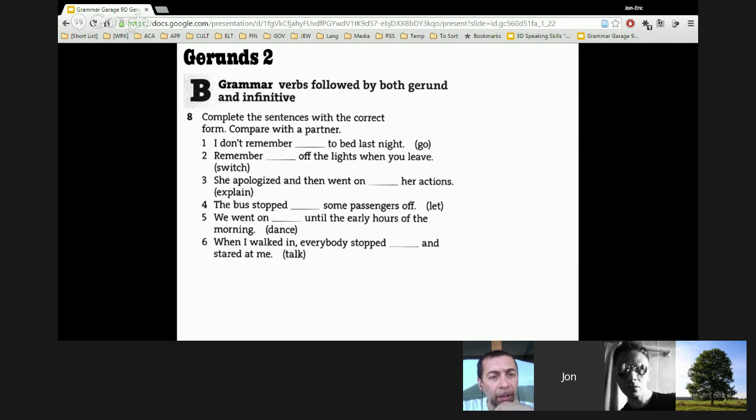Max, number 4. The bus stopped to let some passengers off. Exactly, because the bus stopped first and then they got off in the future. Correct. Now, Giancarlo. 5. We went on dancing until the early hours of the morning. Right, because we never stopped dancing. Very good. Okay, and David, last one, number 6.